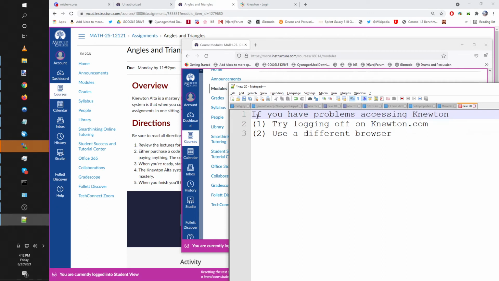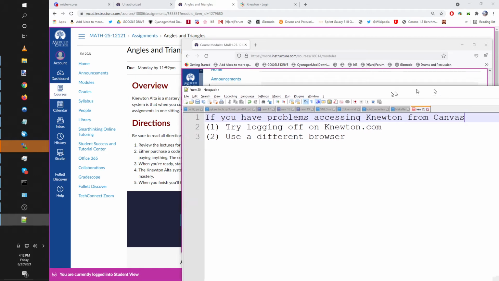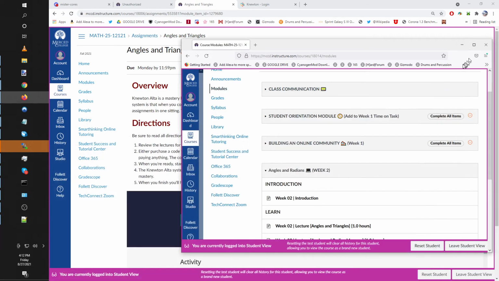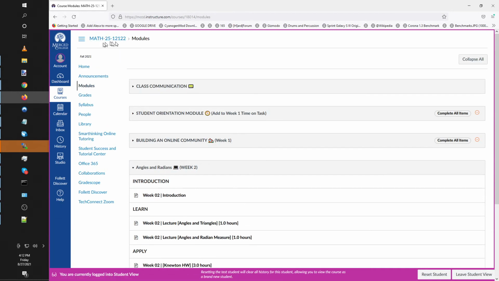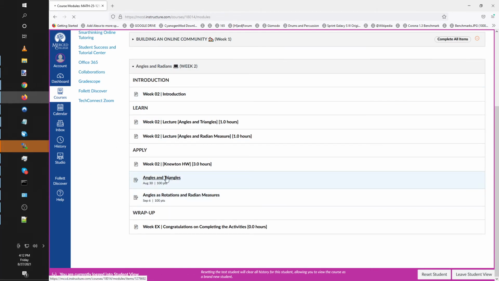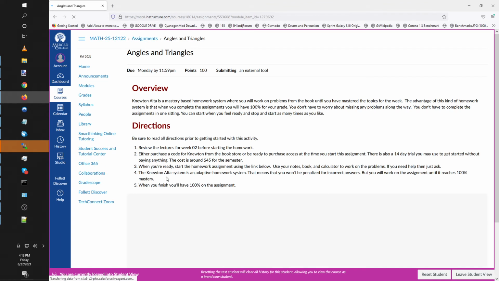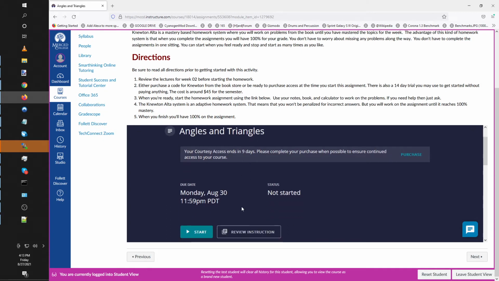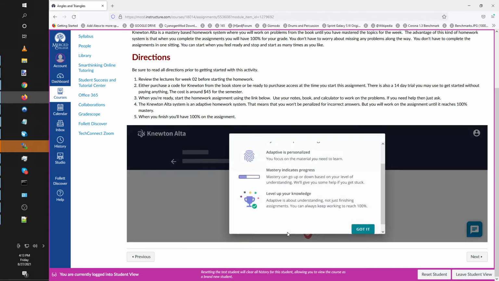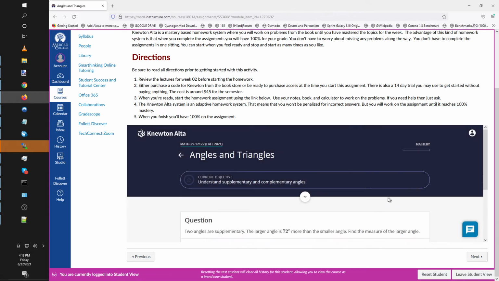accessing Knewton from Canvas. Notice that when I'm accessing Knewton from Canvas, I'm only accessing Knewton by going to the class and clicking on a homework. I'm not going to Knewton.com outside of this. The only time I did was to log out, and that was only if I had a problem. Once you are registered on the homework system, you can start your homework, which you just click start.